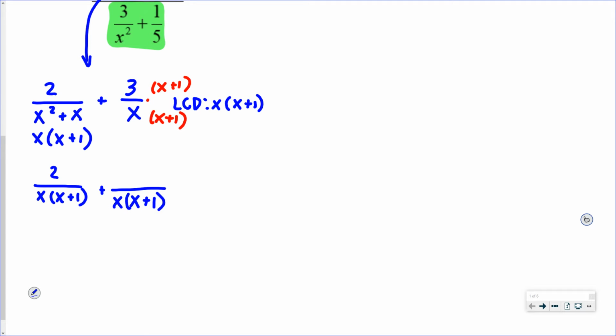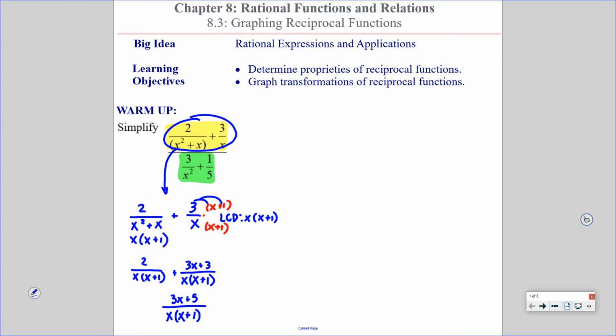All right, so then up top here, I get 3x plus 3. Don't forget to distribute. Add those together. You should have got your numerator to be 3x plus 5. Yeah, I got that. Okay. And if you have the bottom as x squared plus x, that's okay for now. 3x plus 5.